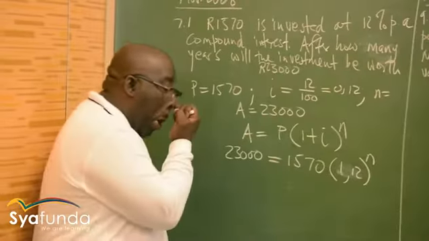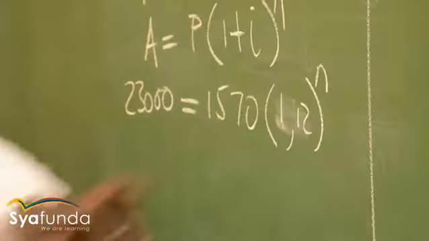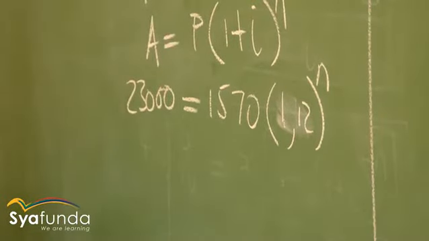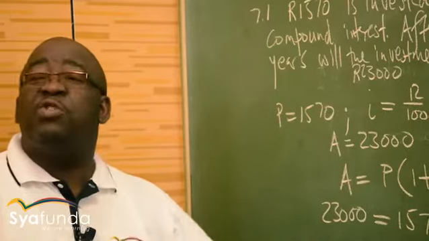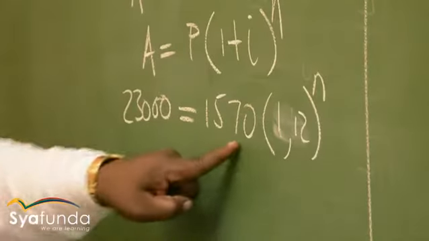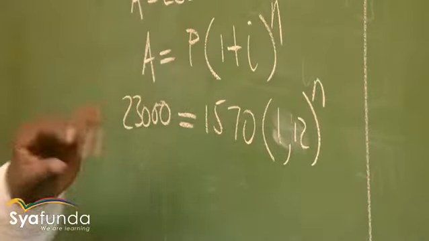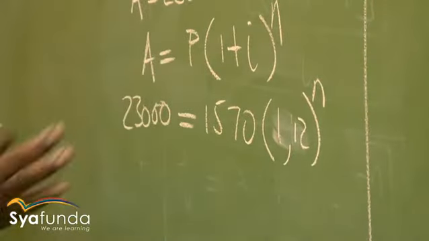Right, let's move on. Remember what we're looking for here? We're looking for the value of N. So we've got to isolate N on its own. The first thing that we need to remove in this particular case is this value here. How do I get rid of this? I divide by it on both sides. Then I'll be left with that one. So what do I have this side?